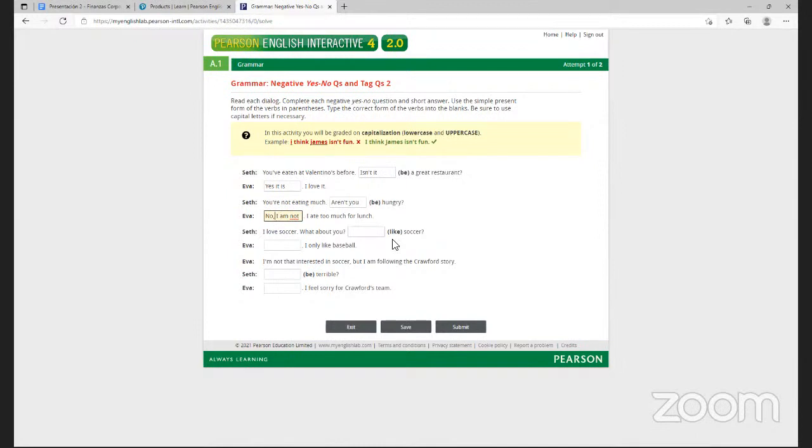So here, I love soccer. What about you? Do you like? Yeah, but in a negative yes/no question, didn't, not did. Don't, present. Don't you like soccer? It's okay, the capital letter here. Always when we start a question, we have to start with a capital letter.